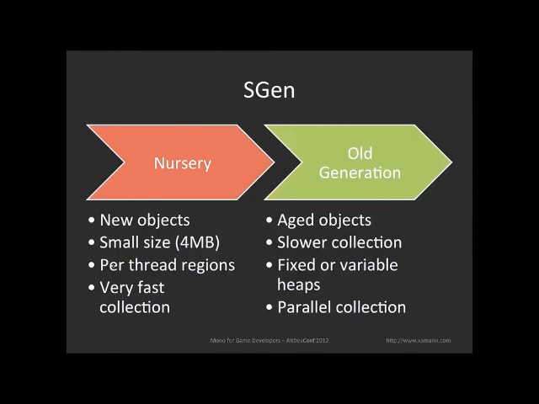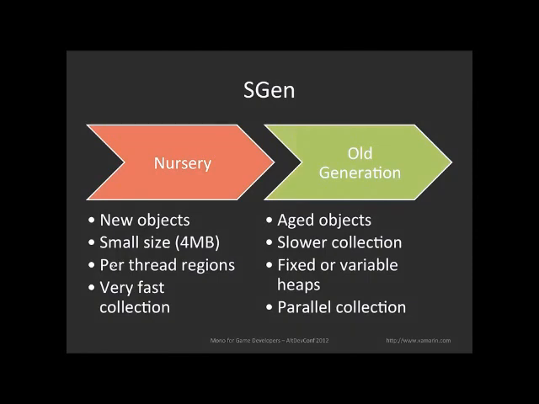The nursery is a pool of memory of about 4 megabytes by default, and it's where your objects are allocated. All of your threads will start allocating objects there, and there are optimizations for that. And what is nice about the nursery is that it can be collected incredibly fast. Running through the 4 megabytes of allocation is very, very fast.